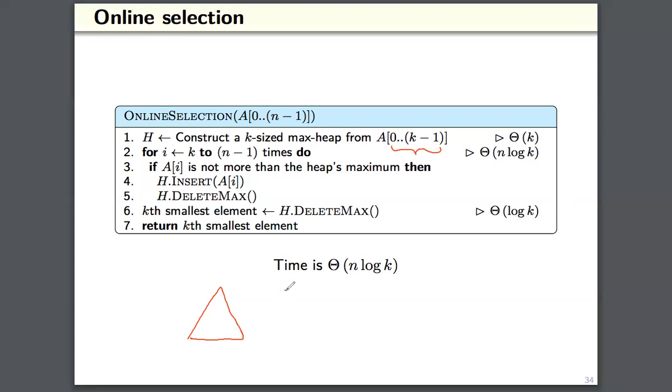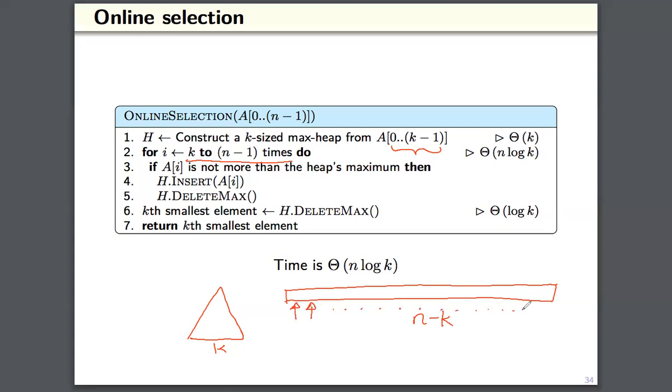Now the remaining elements are still in the array. So you had k elements here and the remaining n minus k elements here. Now what do we do? Think about it. Look at the loop: i is equal to k to n minus 1. That means you scan each and every element in the remaining array.